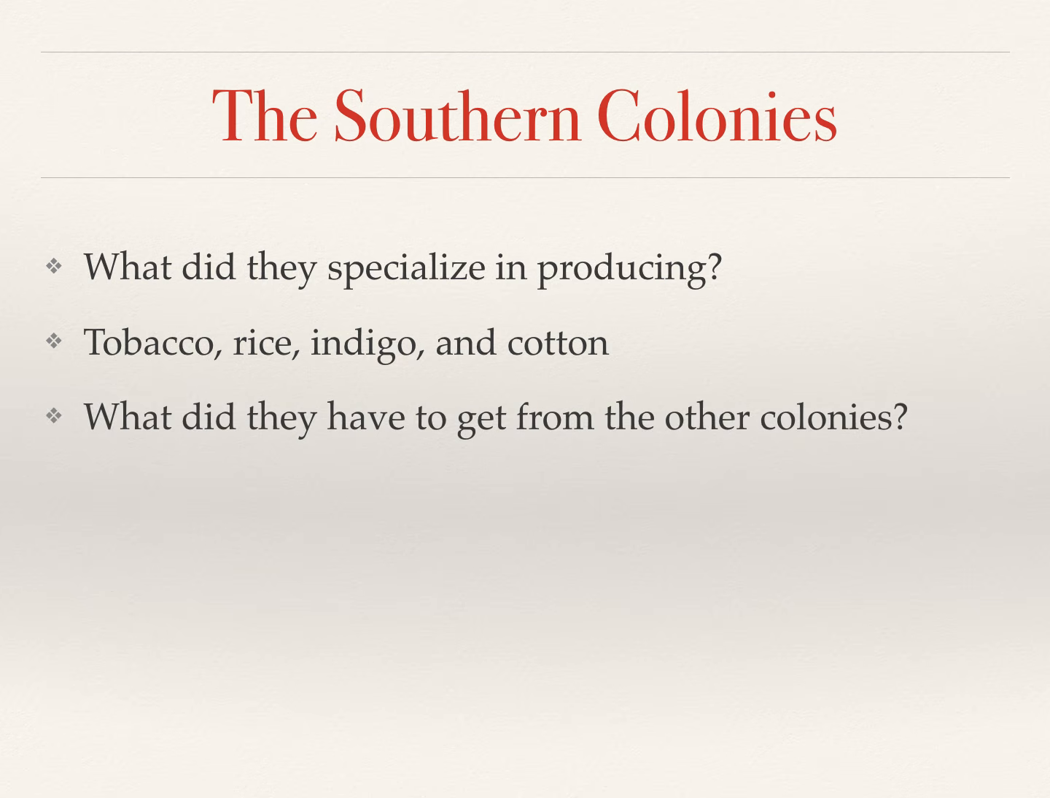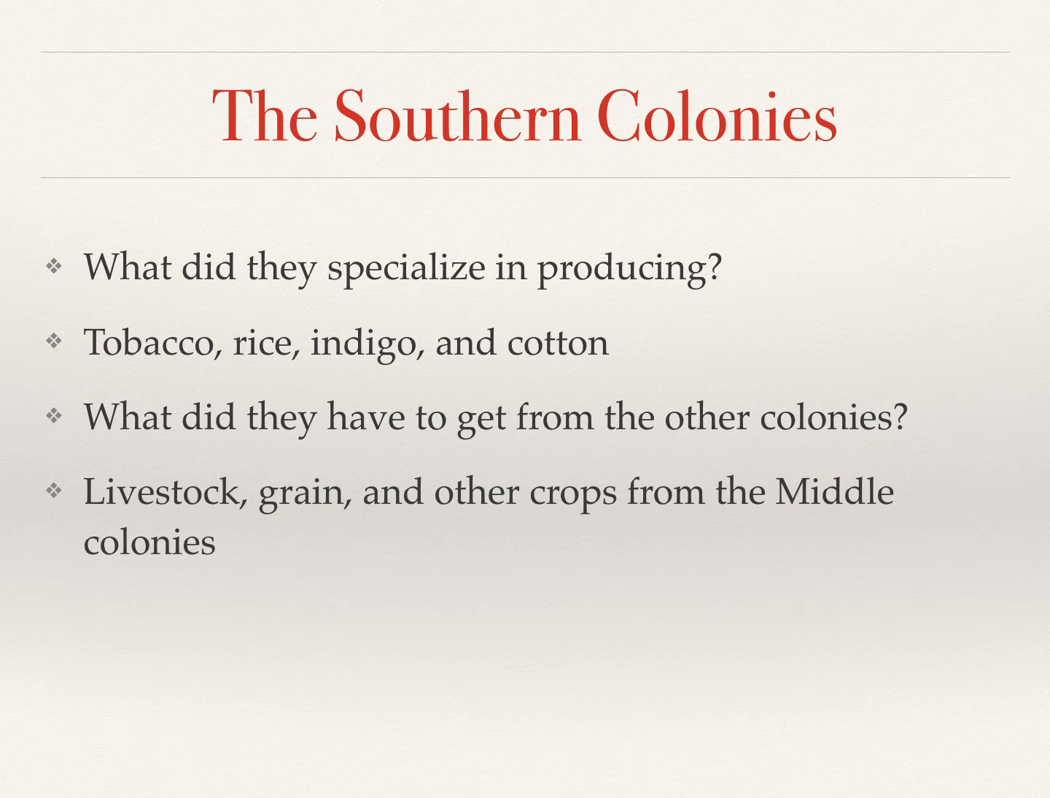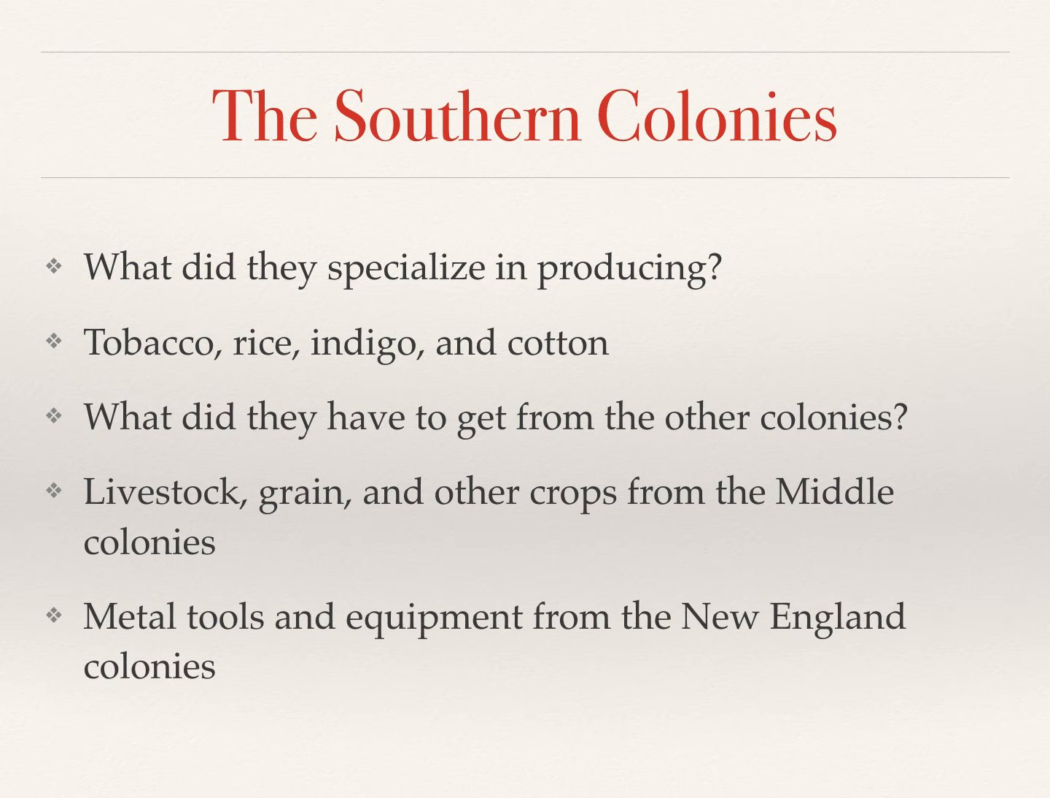So what did they need from the other colonies? They get their livestock, they get their grain, and some other crops from the Middle Colonies. And they would rely on New England for the metal tools and the equipment that they needed out in the tobacco fields and the rice fields.